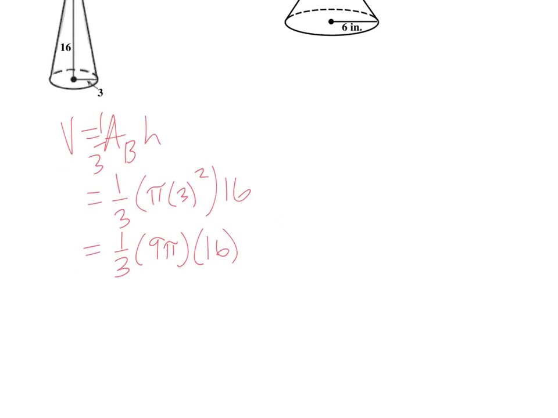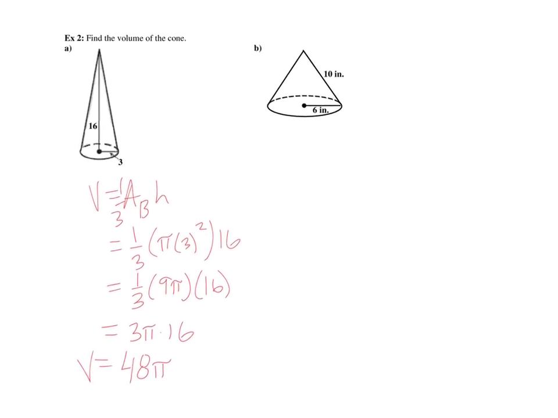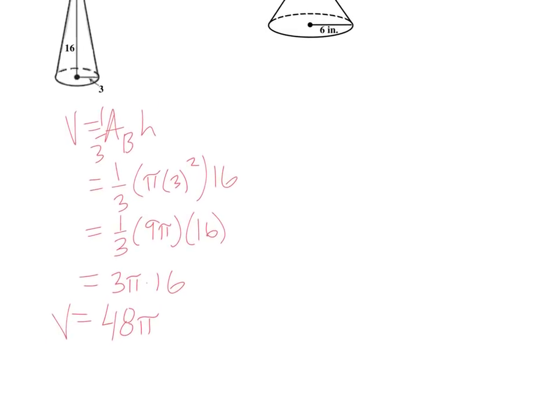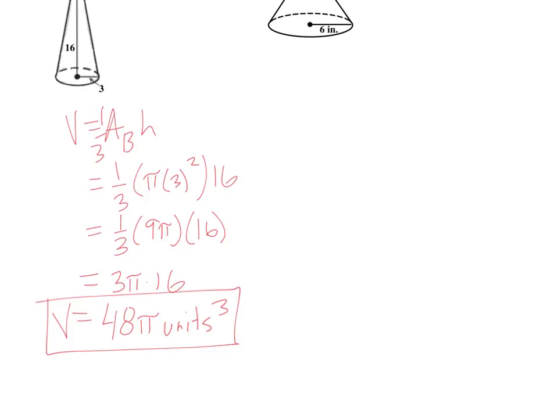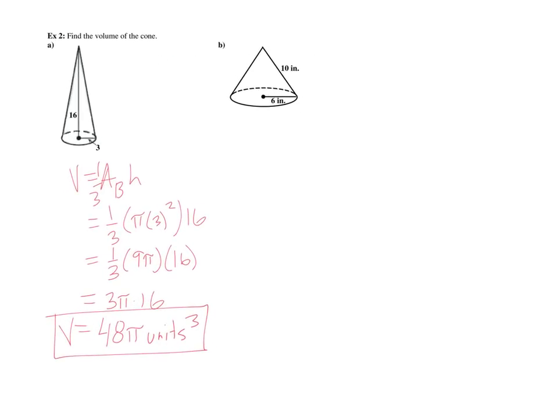All right, so I have 1/3 times 9 pi times 16. Which one's easier, 1/3 of 9 pi or 1/3 of 16? 1/3 of 9 pi. So it's going to be 3 pi times 16. And I have 48 pi. So that's the volume. And no particular unit of measurement, so it's just units cubed. Done. All right, next one.